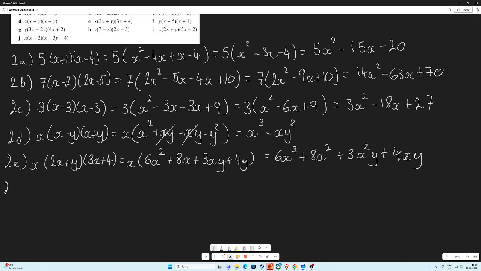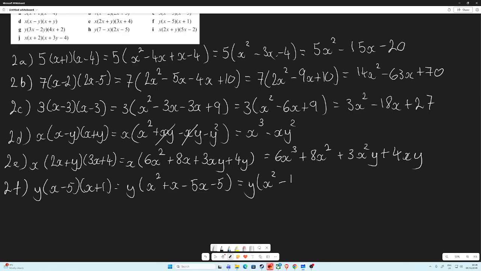To f, we have y into x minus 5, x plus 1. So that's y into x squared plus x minus 5x minus 5. Let's do it. So that's y into x squared minus 4x minus 5. So that's x squared y minus 4xy minus 5y.